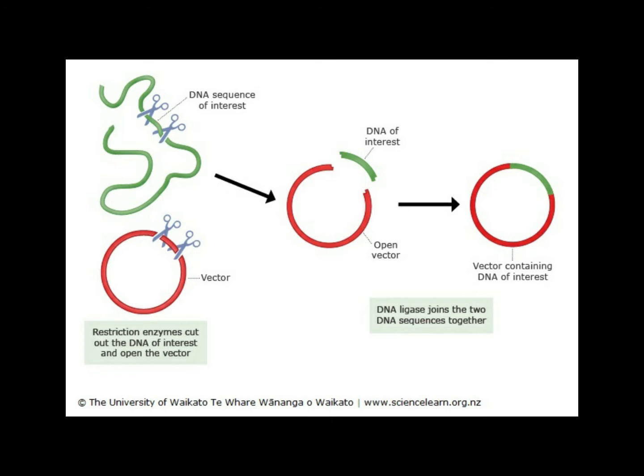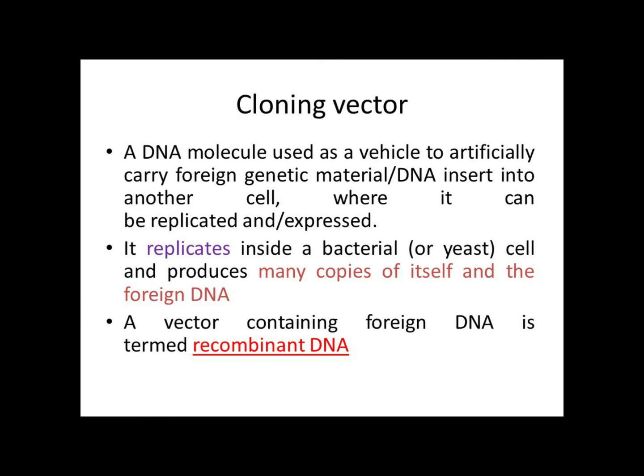For all these requirements, it has to be part of a DNA which has the ability to replicate. Because if only the foreign gene is transferred, it will not have the property of replicating by itself. That is why we link it to a vehicle or a vector. So the vector has the ability to replicate inside the host cell, maybe a bacterial cell or a yeast cell, and produce many copies of itself along with the foreign DNA it contains. That is what is called a vector.